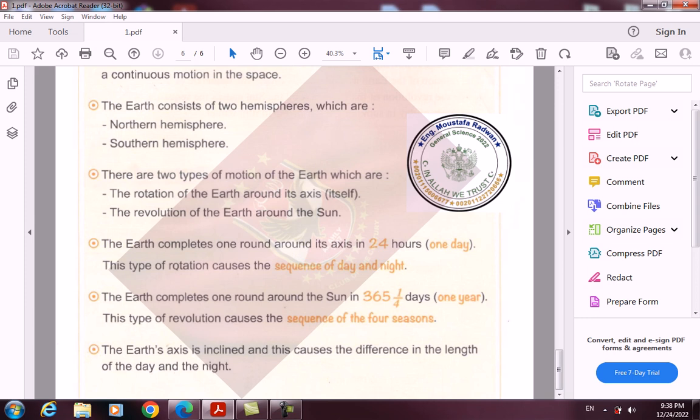And the other point, the Earth completes 1 round around its axis in 24 hours, which is 1 day, and this type of rotation causes the sequence of day and night. To the next point, the Earth completes 1 round around the Sun in 365 and a quarter days, 1 year, and this type of revolution causes the sequence of the 4 seasons. And for the last point, the Earth's axis is inclined, and this causes the difference in the length of the day and the night.